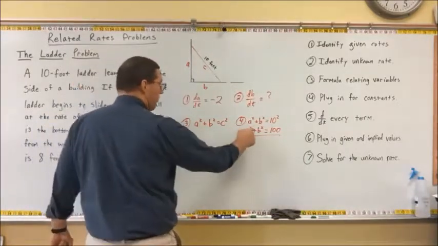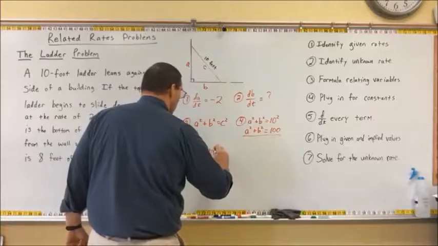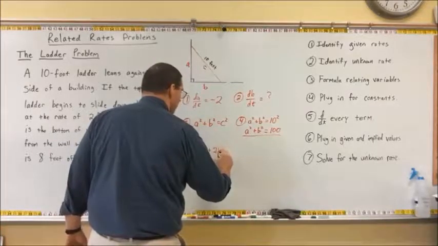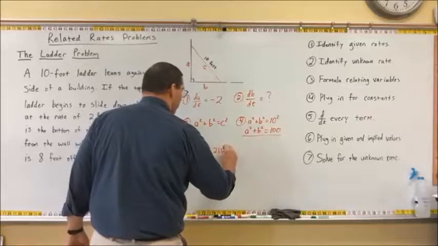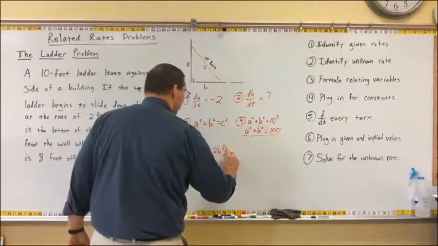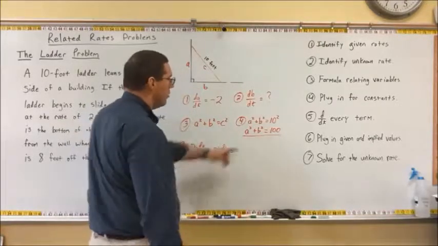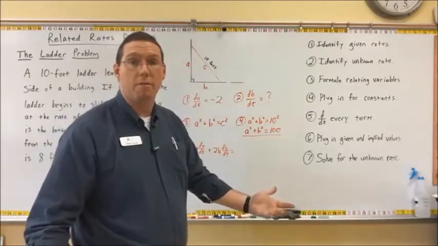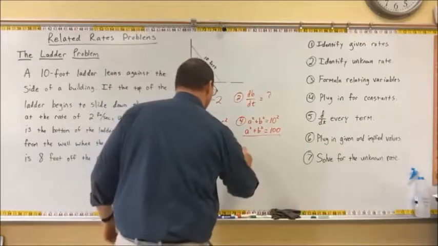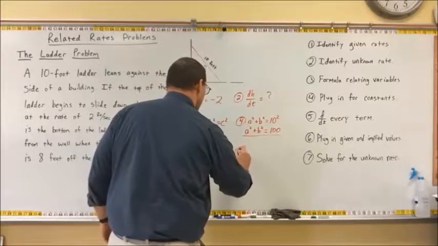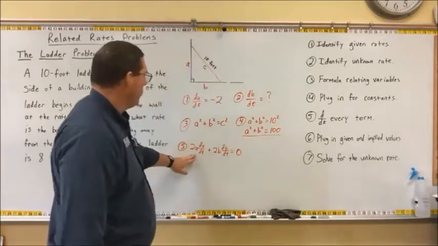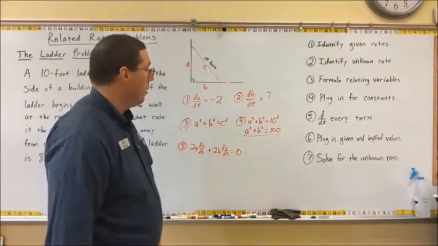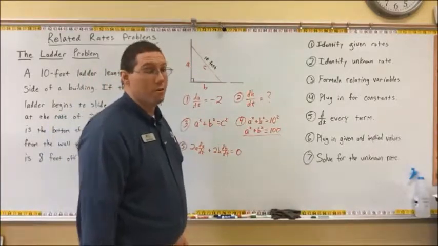And so now the derivative of B squared is 2B, okay? And then we're going to put on a dB dt. And lastly, the derivative of 100 is a constant, and the derivative of a constant is 0. So 0. So this is step 5: 2A dA dt plus 2B dB dt is equal to 0. It's getting easier and easier from this point on.